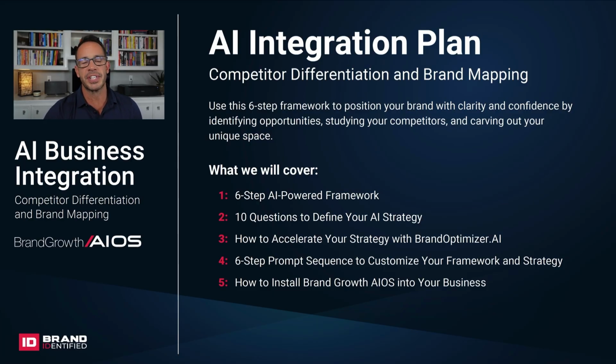So what we're going to cover today is, first off, a 6-step AI-powered framework. We're then going to go over 10 questions that you must answer and define for your AI strategy. Then we're going to show you how to accelerate that strategy using the BrandOptimizer.AI custom GPT. Then I will give you a 6-step prompt sequence to customize your framework and your strategy, also using that custom GPT at BrandOptimizer.AI. And then finally, I'm going to show you how to install the Brand Growth AIOS system into your business. So let's jump in and get started.